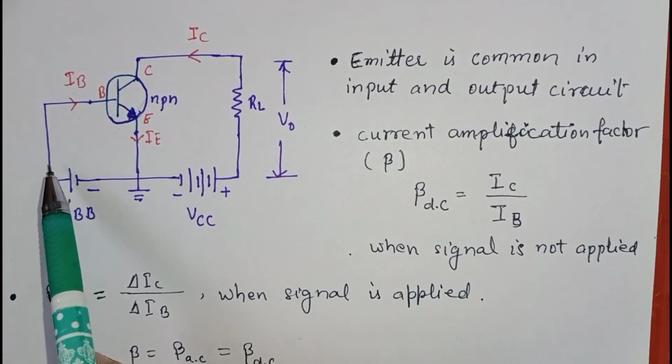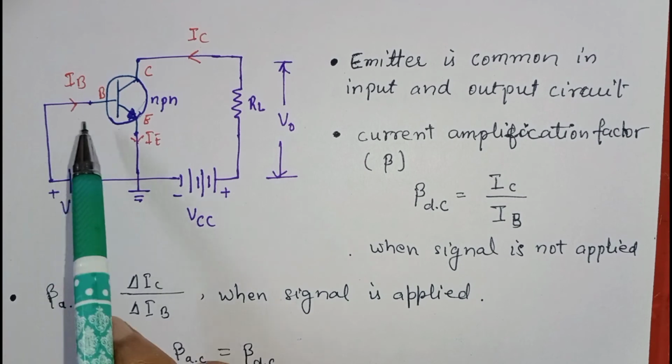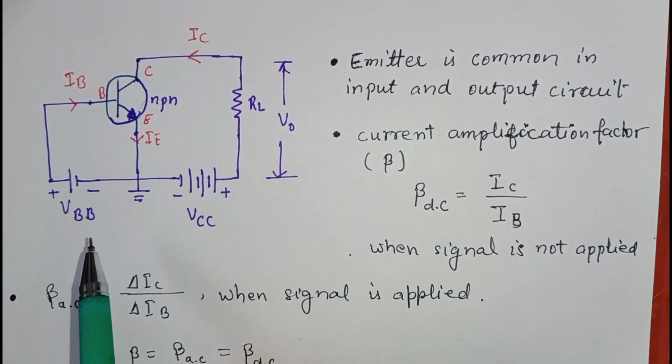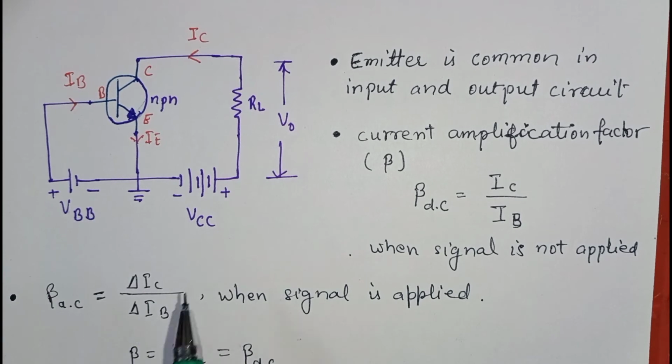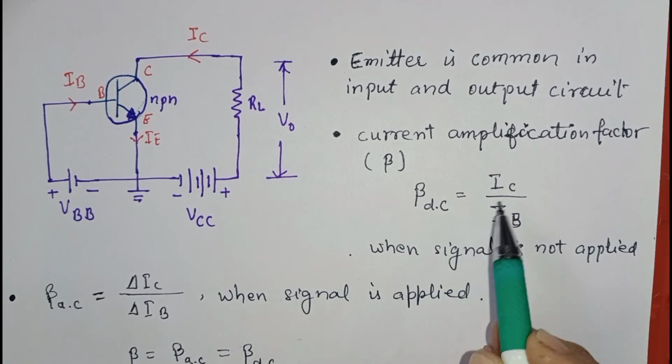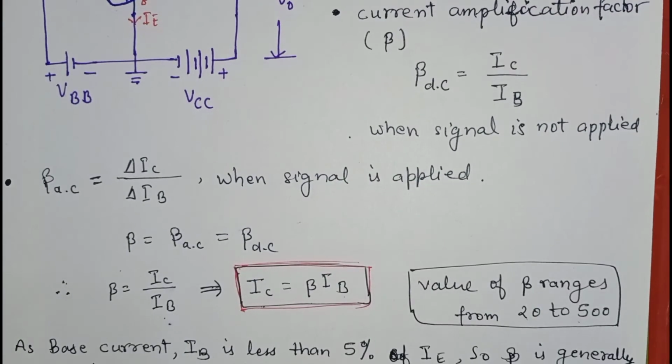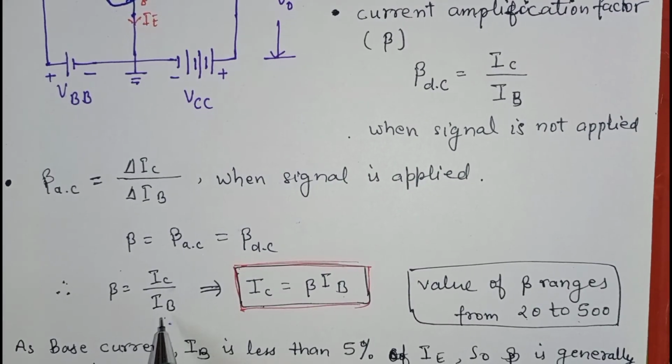When we apply input signal at the input of this circuit, IB and IC change. So in this case, beta is called beta AC, and beta AC will be equal to change in output current, means change in IC, upon change in input current, means change in IB. But in general, beta AC and beta DC are called beta, and the equation is taken as beta equals IC upon IB.